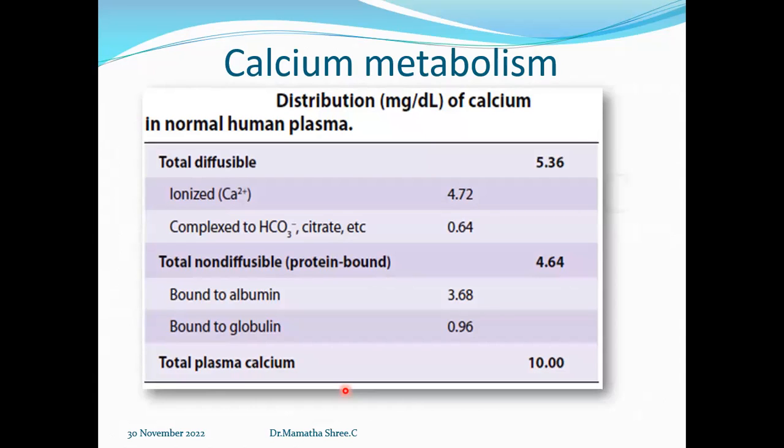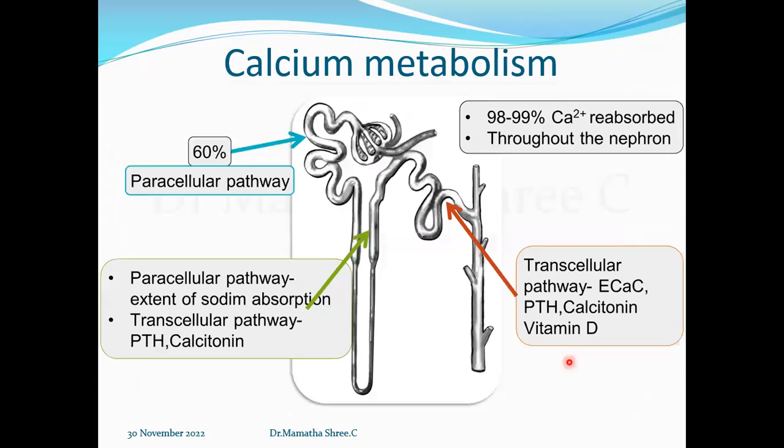So what is the total amount of calcium in your body? It is around 10 milligrams per deciliter of total plasma calcium. It can be present in the diffusible form or in the non-diffusible form. The total diffusible form is around 5.36 milligrams per deciliter, out of which 4.72 is ionized calcium, and another 0.64 is complexed to carbonates and citrates. Another 4.64 milligrams per deciliter is protein bound, either to albumin or to globulin: 3.68 milligrams is bound to albumin, 0.96 to globulin. So a total of around 10 milligrams per deciliter is the normal plasma calcium level.